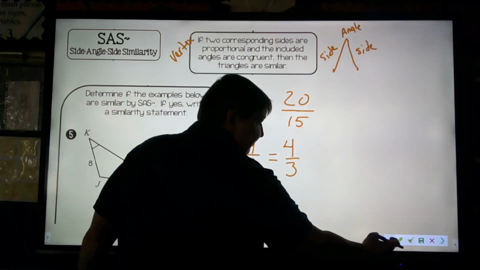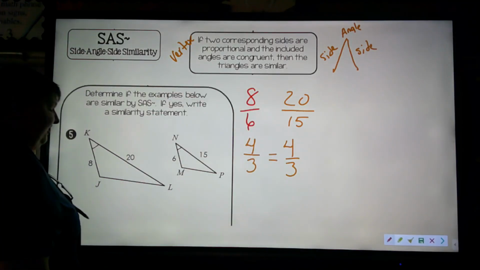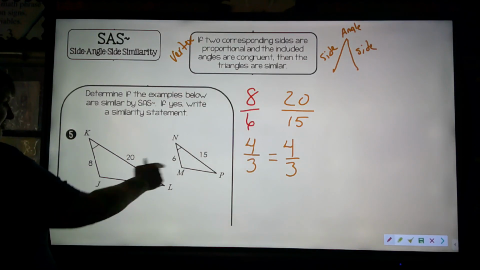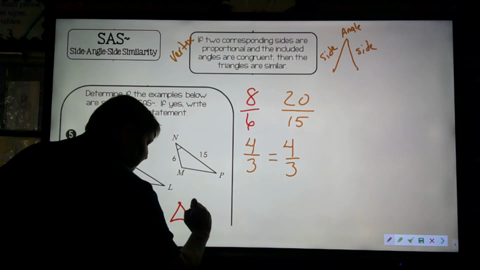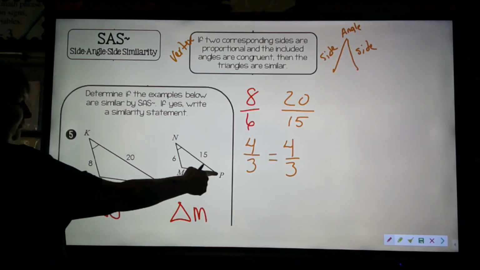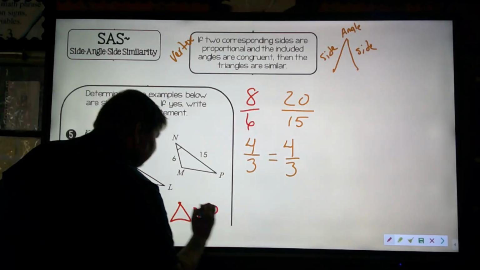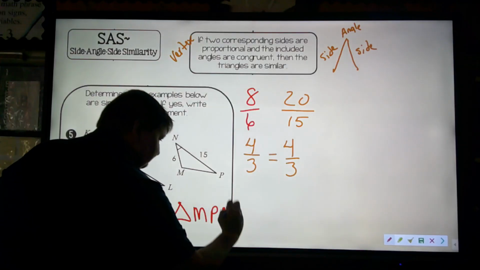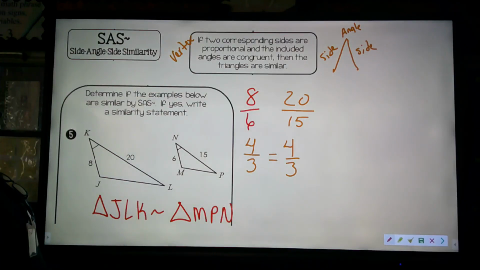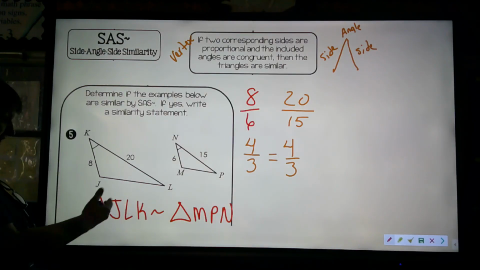Now all we have to do is write our statement. Match up your angles carefully, y'all. JM, LP, order matters. KN. Done. They are similar, and we proved it.